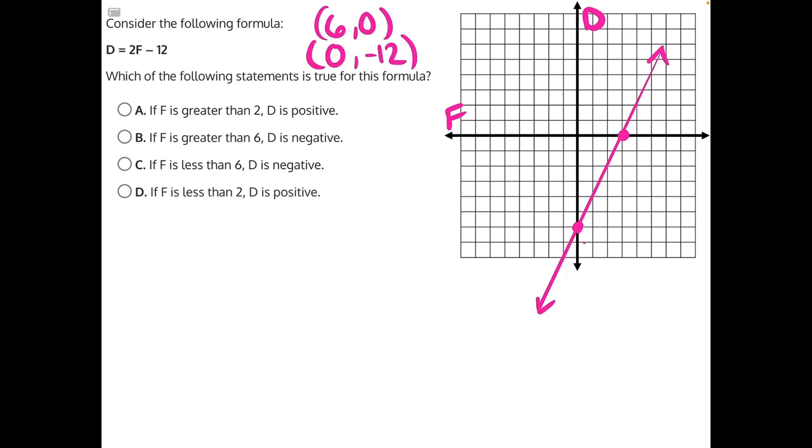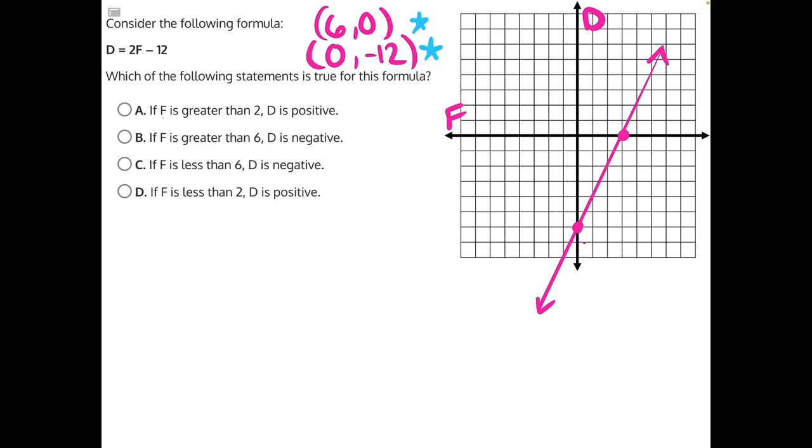Here I have plotted our 2 intercepts, one at (6, 0), where I went to the right 2, 4, 6, and up 0, and (0, -12), where I went down 2, 4, 6, 8, 10, 12, and to the right 0. Now we can take a look at our answer choices.